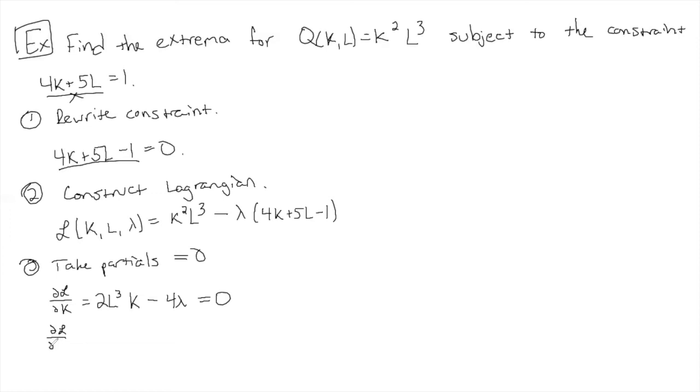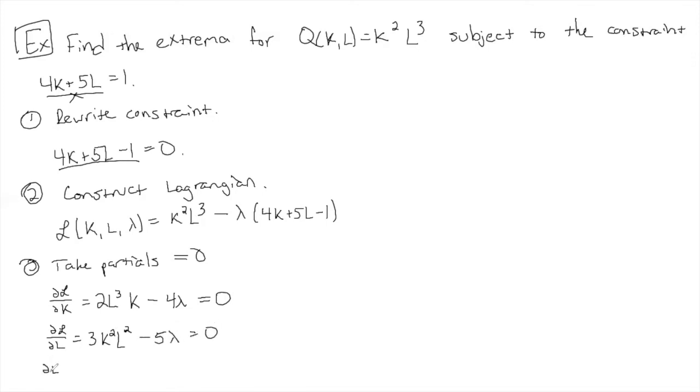Okay, well, let's do it with respect to L. Again, K squared is constant, so I bring the 3 down, I just do a power rule. I get 3K squared L squared. Ooh, that's bad. L squared, sure, good enough. And I get a minus 5 lambda equals 0.